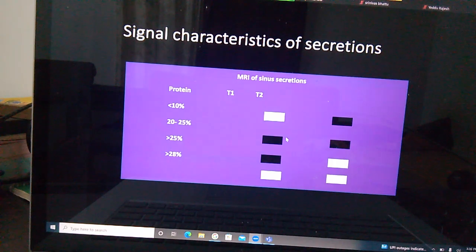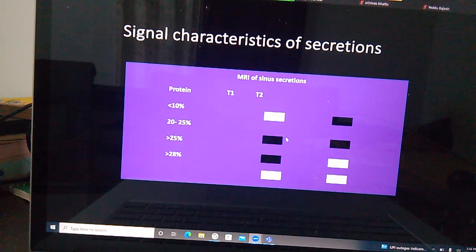Okay, and also the signal characteristics, you should see, whenever there is sinusitis or mucoceles, it may contain a lot of fluid or proteins. So how are protein and fluids seen on the T1, T2 weighted images? If protein is less than 10%, on T1 it looks whitish, and on T2 it looks darkish. Okay, if more than 28% of the protein is there, on T1 it looks darkish. As the protein increases, T1 looks darkish, whereas T2 starts brightening up.